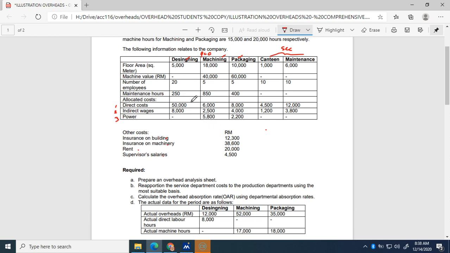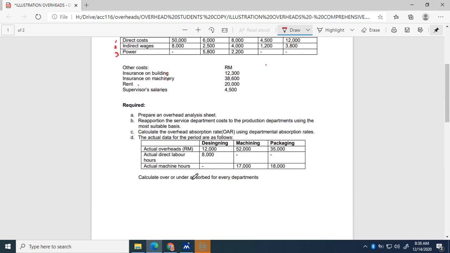And then C, calculate the overhead absorption rate for the departmental rate. That means we have 3 production cost centers, and we have to calculate the OAR for designing, machining and packaging. And then actual data is given, so you have to calculate the under or over absorption. Now we refer to the overhead analysis sheet to see the primary distribution.